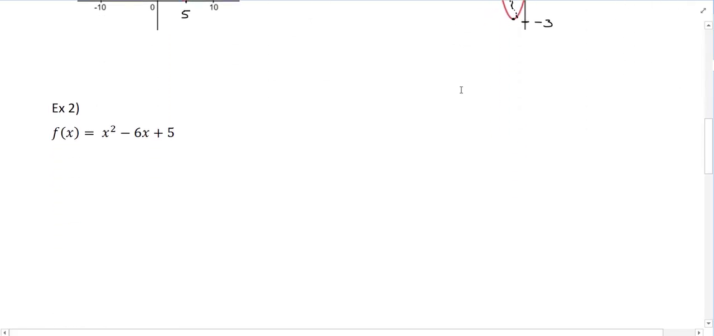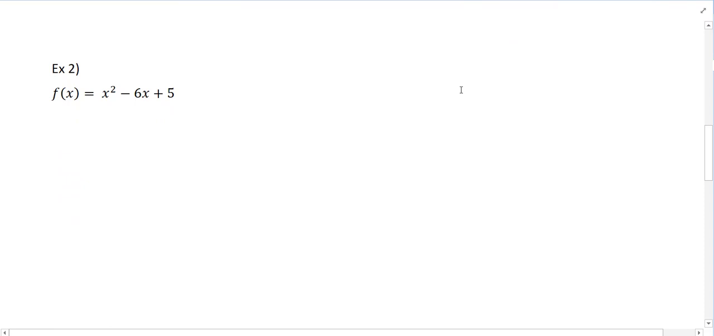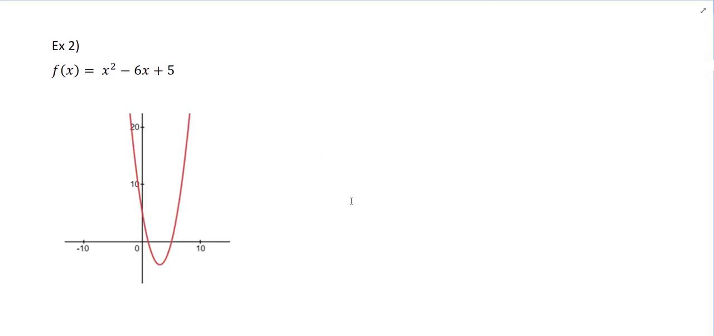Let's try another example. If I have this function, again, I have a quadratic, f of x equals x squared minus 6x plus 5. Let's figure out what the graph of that function looks like. So here we have our parabola. We can see the vertex, and you can verify this graph by doing minus b over 2a.